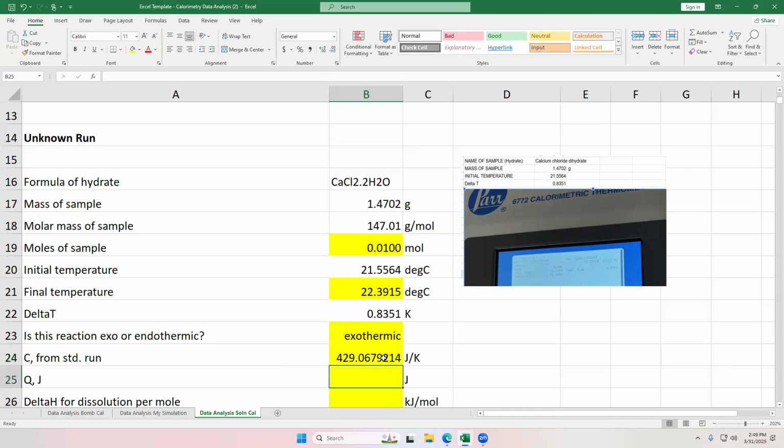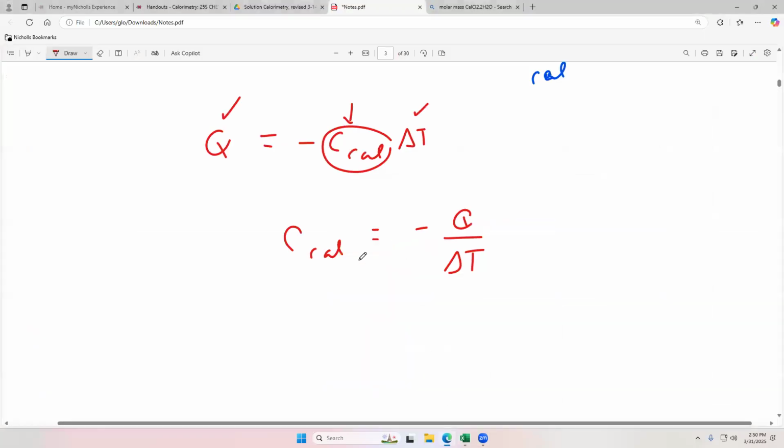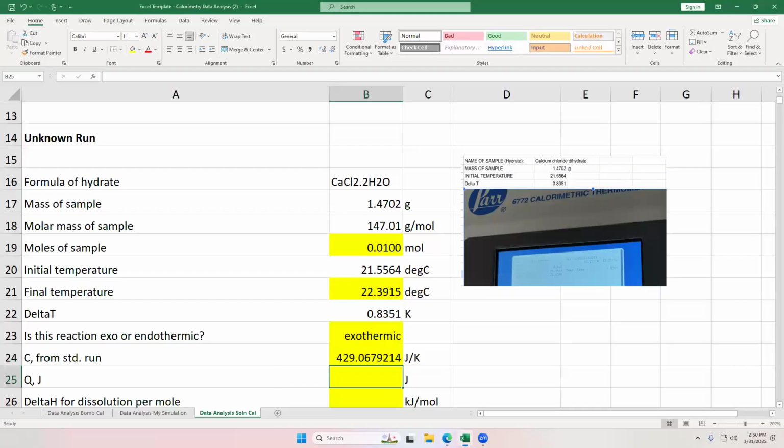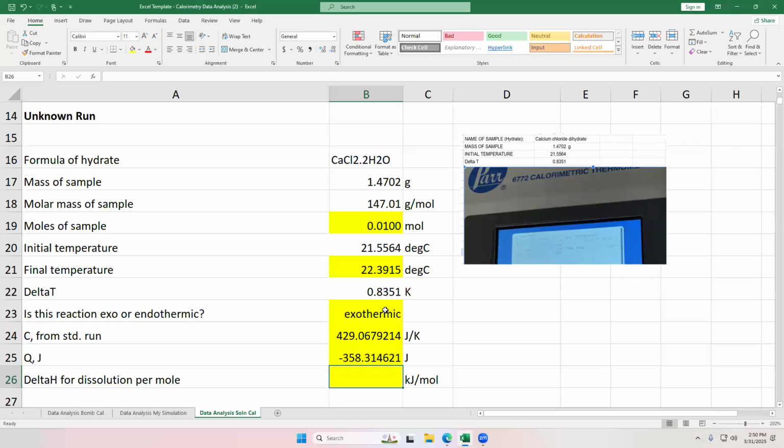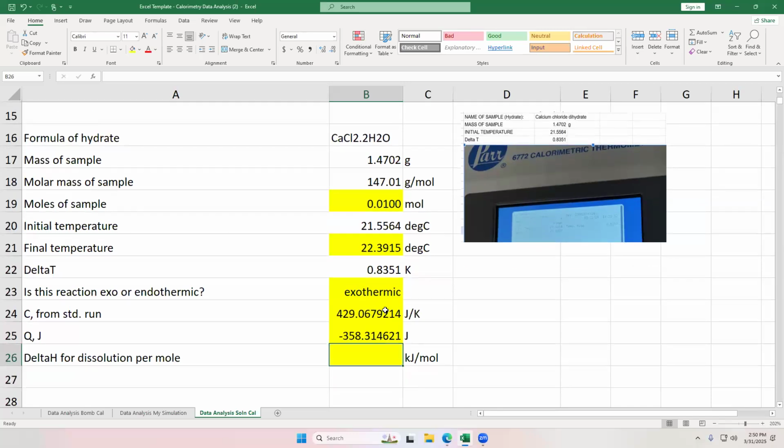Okay. So what's our Q in this case? Minus C cal times delta T, right? So equals minus C cal times delta T. That's our Q. So that's the delta H for the actual run. What's the delta H on a per mole basis? Divided by the number of moles, but I want it in kilojoules. Divide by 1,000. Minus 35.82 kilojoules per mole.